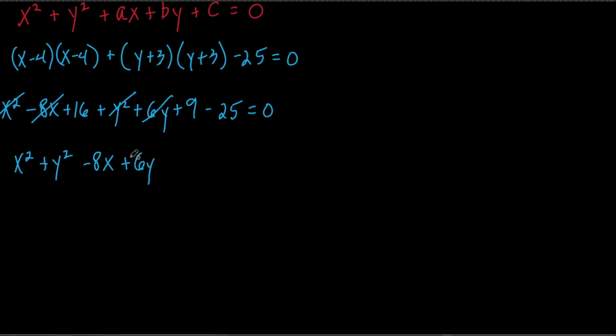And then what's this going to be? This is 25, isn't it? 16 plus 9 is 25. Minus 25 is what? 0. So we don't really have a c, do we? It's just a 0. So what do we set this equal to? 0. And that's our general form, and that's it. Okay, so that's our general form.